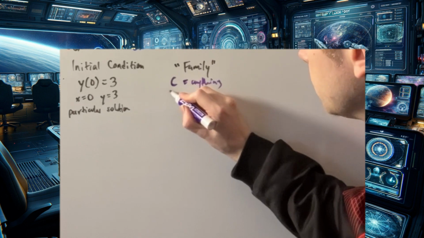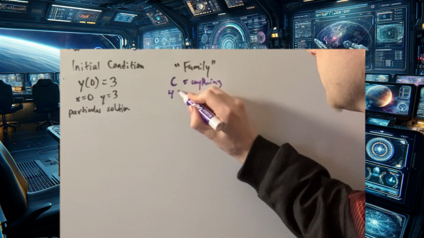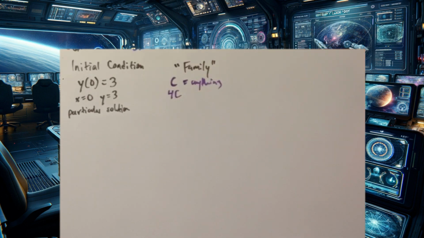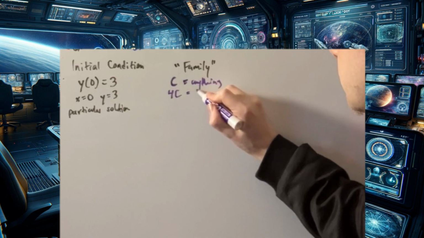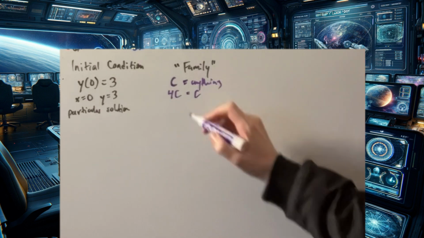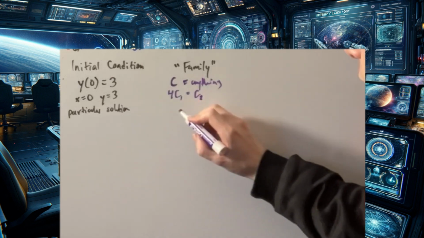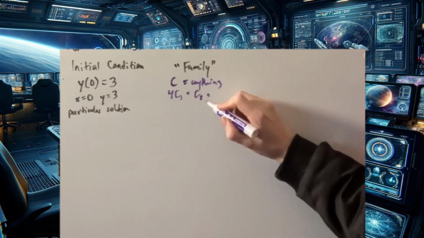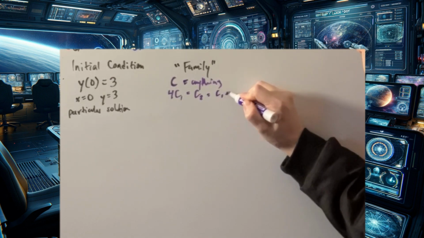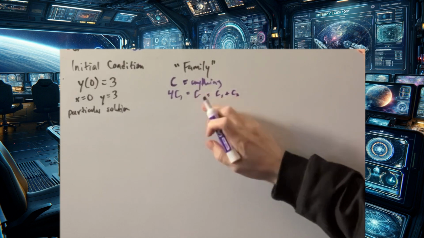But we also know that we can consolidate some c's. So let's say we have 4c. Well, that's just going to be equal to c itself. Or you could call this c1, you could call that c2. We can also do the same thing with pluses and minuses. So like c1 plus c2, we could call that c3.